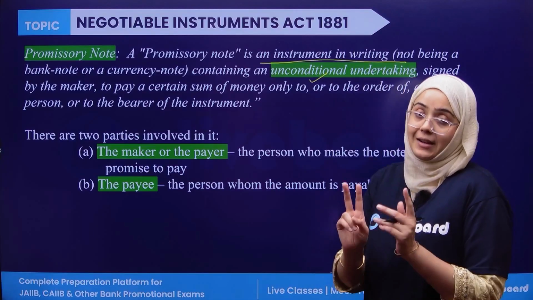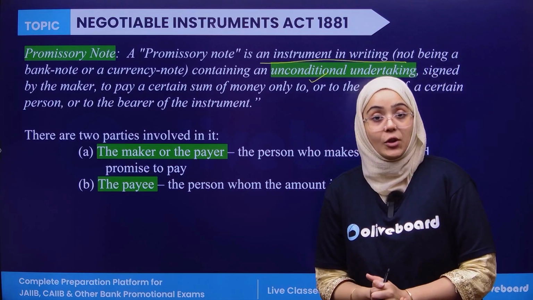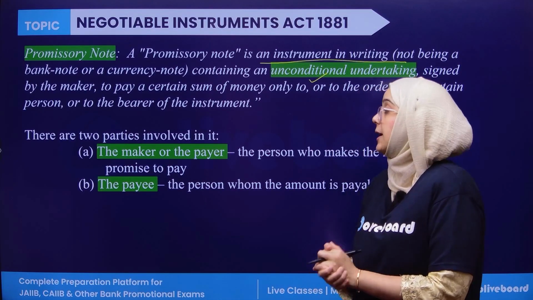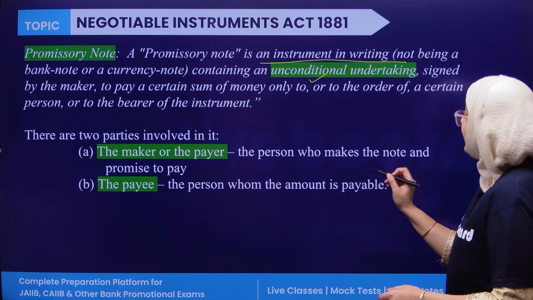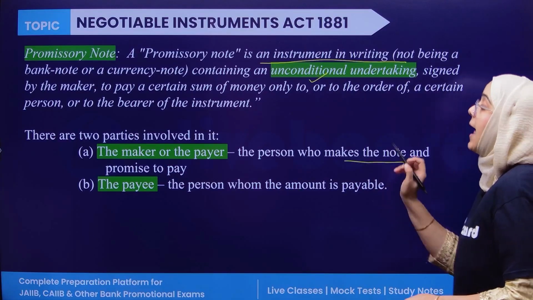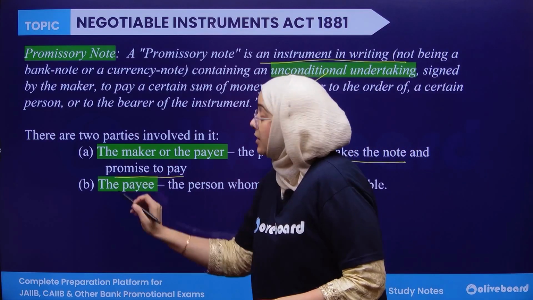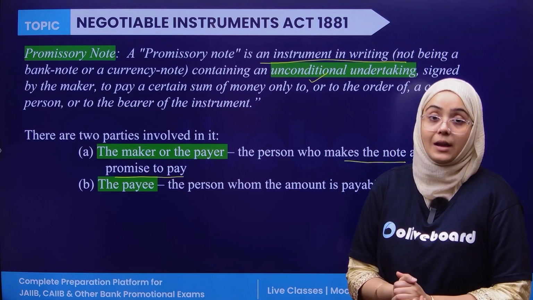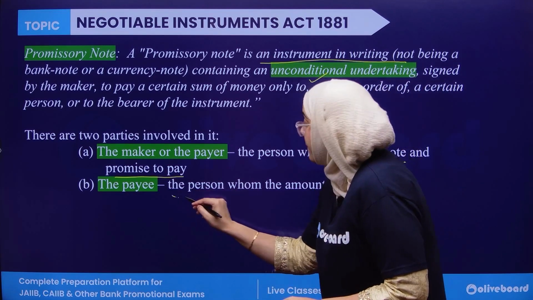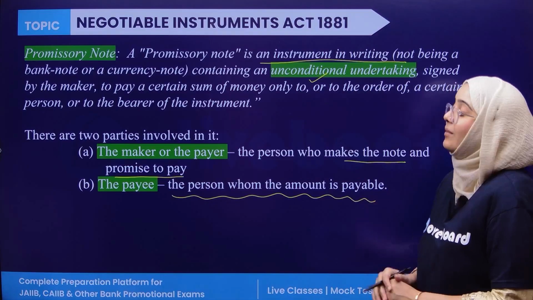So there are two parties involved in a promissory note. Now, who are these two parties? There is the maker or the payer, the person who makes the note and promises to pay. The person who is actually making the note and promising to pay, whereas the other is the person to whom the amount is payable.